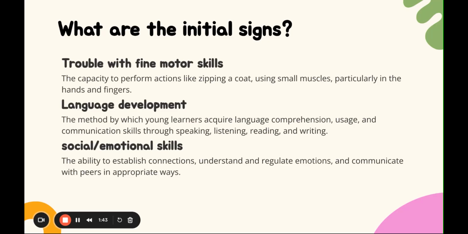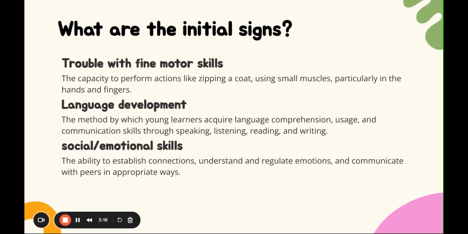What are the initial signs? Trouble with fine motor skills, the capacity to perform actions like zipping a coat, using small muscles, particularly in the hands and fingers. Language development, the method by which young learners acquire language comprehension, usage, and communication skills through speaking, listening, reading, and writing.